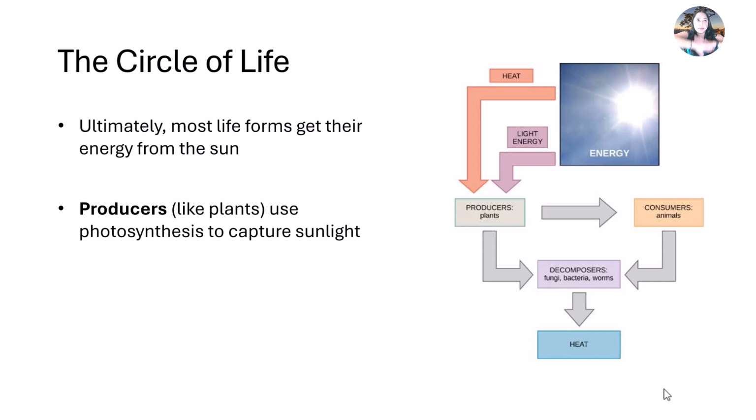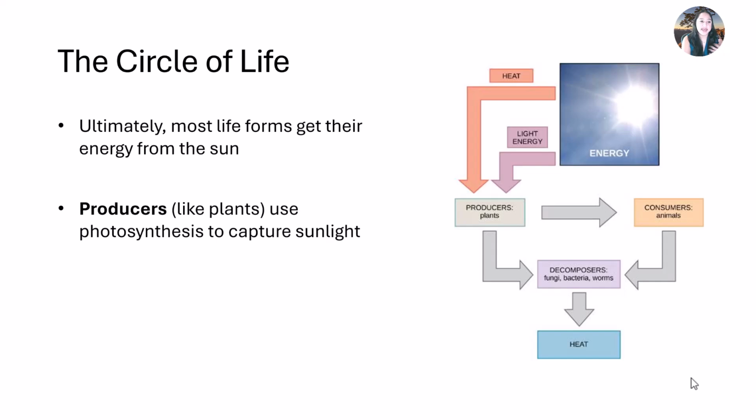It's that process of breaking some things down and also making new things. If we think about the big picture again, ultimately most life forms get their energy from the sun because of the food chain and food webs. The first link in the chain is producers. Producers, like plants, use photosynthesis to capture sunlight. Producers make energy. They are what we would call autotrophs. So they make their own energy. I'll get back to that term later in the lecture.